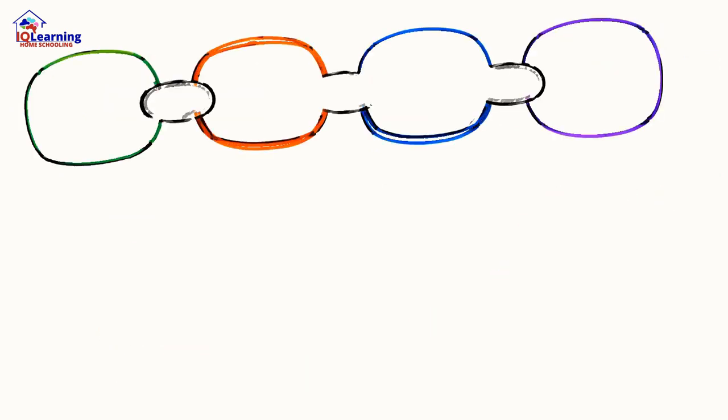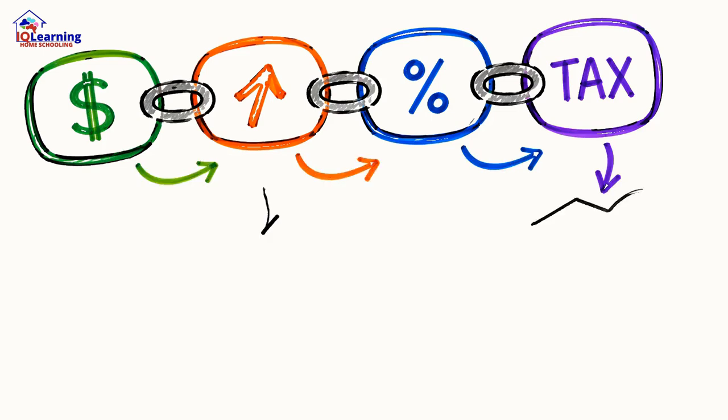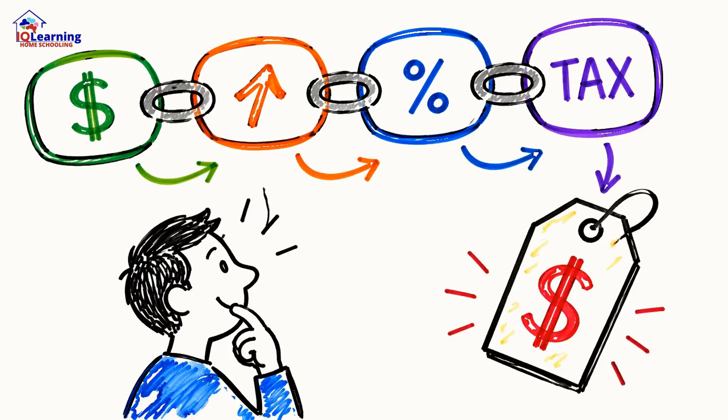From cost to markup to discount to tax, each step is a link in a chain. Understanding it demystifies the world of commerce. Next time you see a price tag, you'll know the math that got it there.